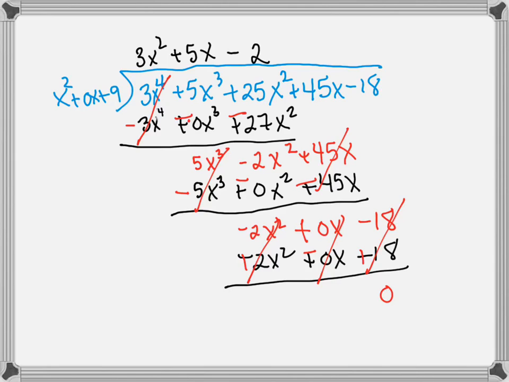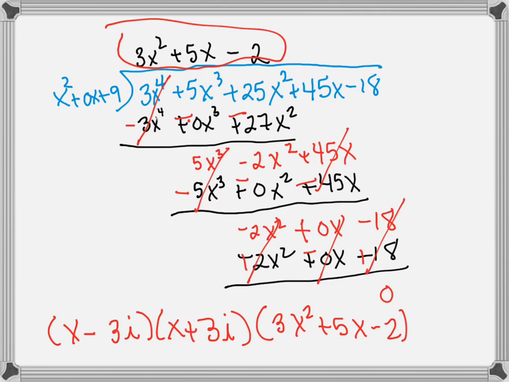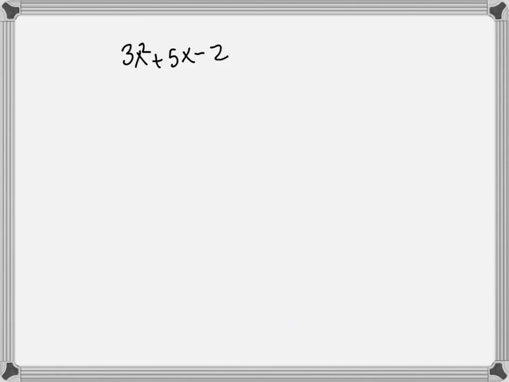And I have a remainder of 0. So when I divided my original polynomial by x squared plus 9, my quotient was 3x squared plus 5x minus 2. So now I know I have these original two factors that I found times 3x squared plus 5x minus 2. But that last factor can be factored further. So let's factor 3x squared plus 5x minus 2.